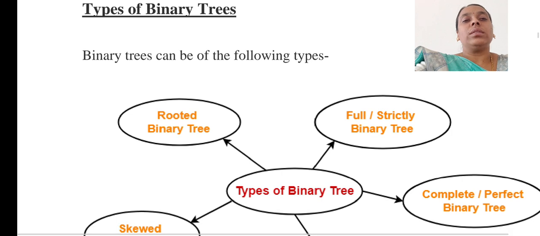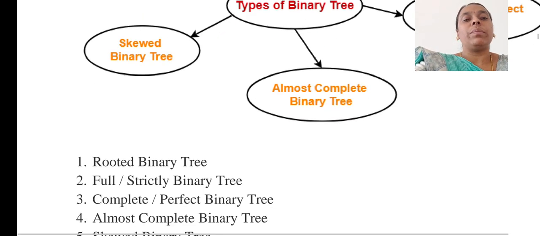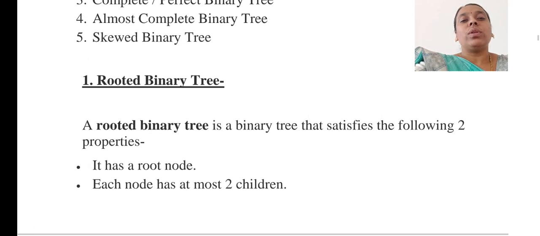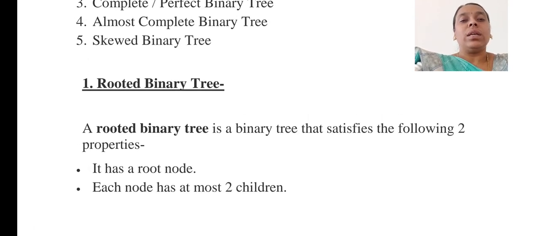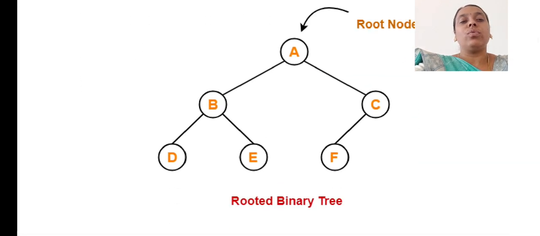There are some types of binary trees. The following are the types of binary trees: rooted binary tree, full or strictly binary tree, complete or perfect binary tree, skewed binary tree, almost complete binary tree. The first one is the rooted binary tree. Here every tree can have a root. Each node has at most two children. That is called a rooted binary tree. This is an example of a rooted binary tree.